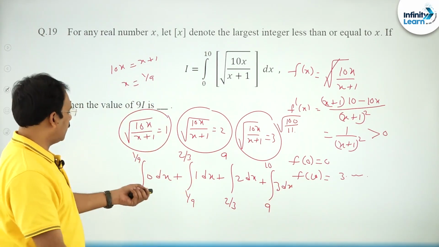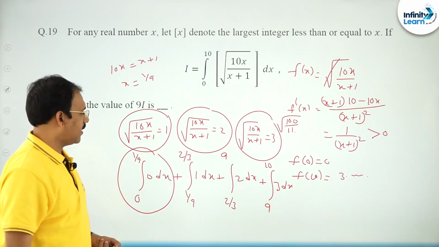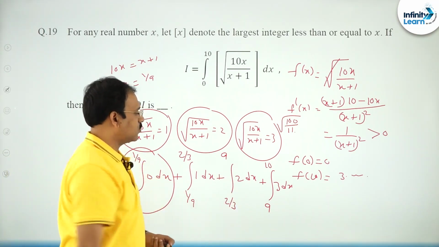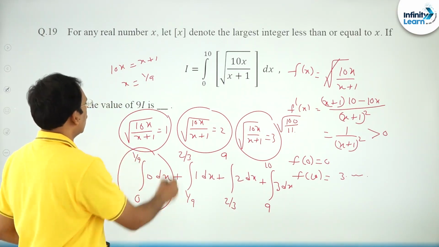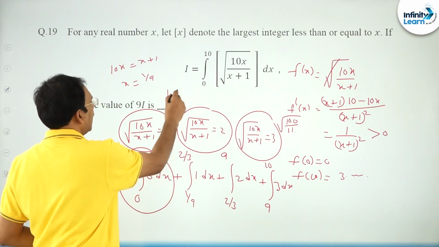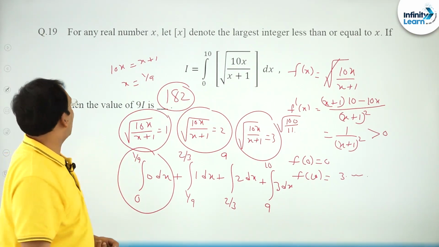It is simple to compute. This is anyhow 0, this is 2 by 3 minus 1 by 9, this is 2 into 9 minus 2 by 3, and 3 into 10 minus 9. You just compute and you are going to get the value of 9I as 182. 182 is going to be the answer.